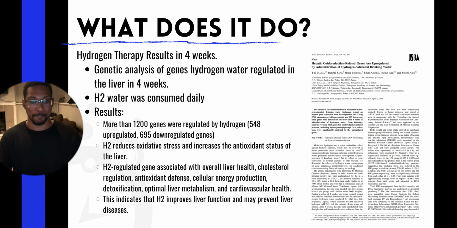Next is a 4-week study, a genetic analysis of the genes hydrogen water regulates in the liver in 4 weeks. H2 water was consumed daily in this study. The results were that molecular hydrogen regulated more than 1,200 genes in the liver. 548 were upregulated, 695 were downregulated. H2 reduced oxidative stress and increased the antioxidant status of the liver.